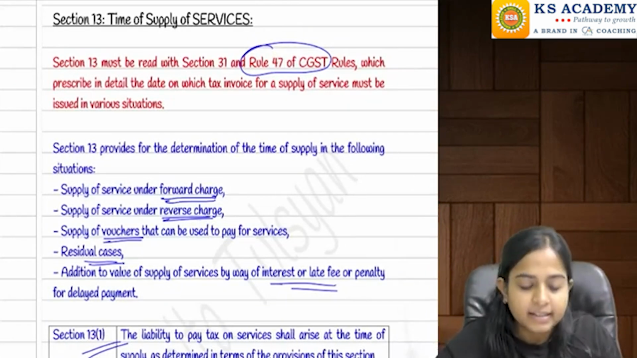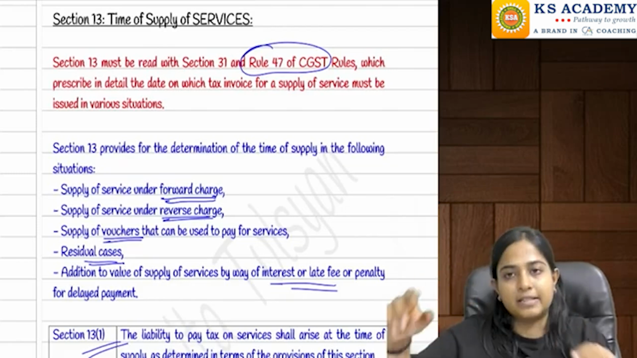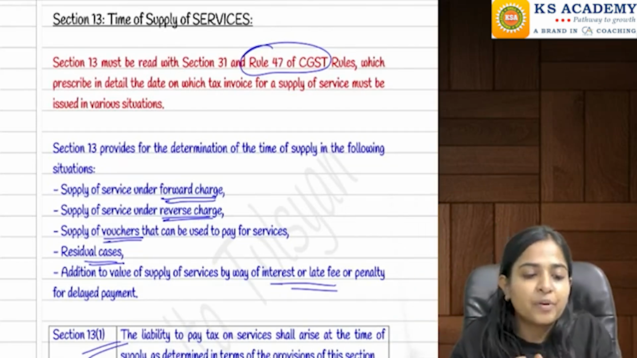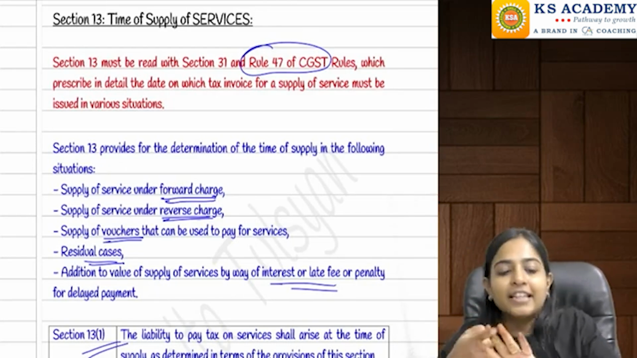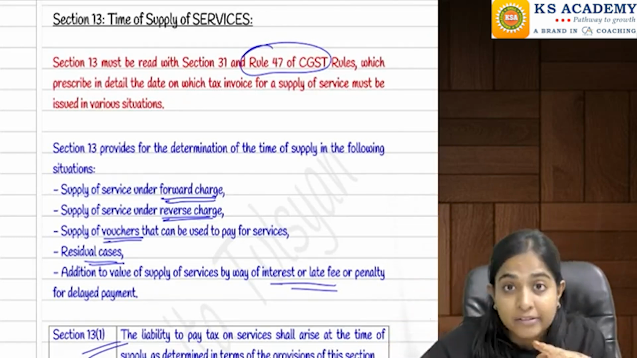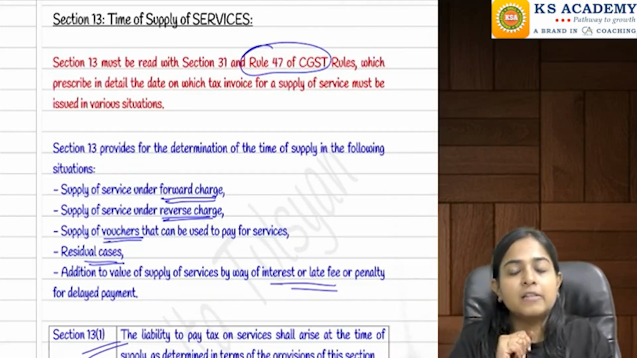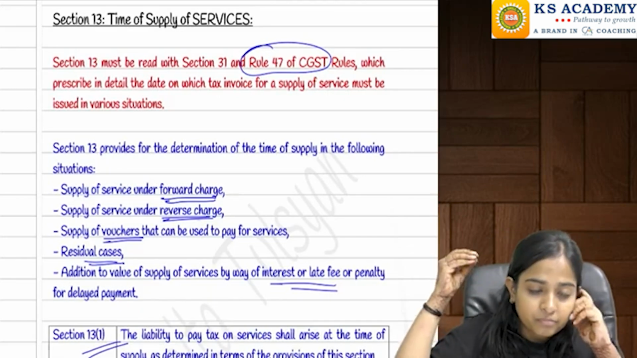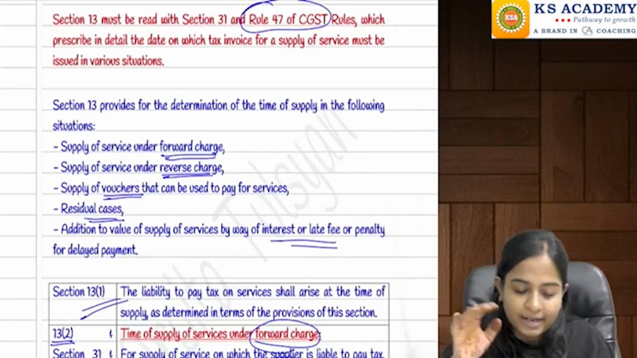So let's start ahead with section number 13, which talks about time of supply in case of services. We have already considered section number 12. Now let's go to section number 13. The same 5 things we are going to study here. First, supply of service under forward charge. Next, supply of service under reverse charge. Third, supply of vouchers that can be used to pay for services. Earlier one was supply of vouchers to pay for goods; this one is for services. Then residual cases, and the last one is addition to the value of supply of services by way of interest, late fee, penalty, etc.